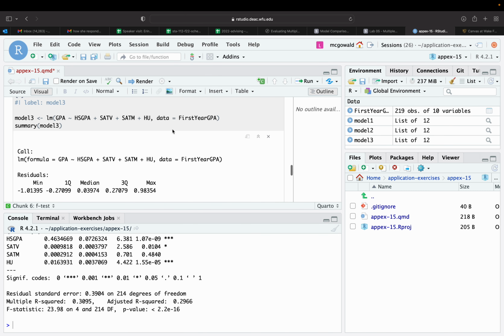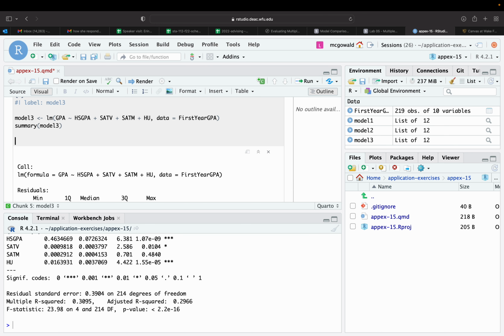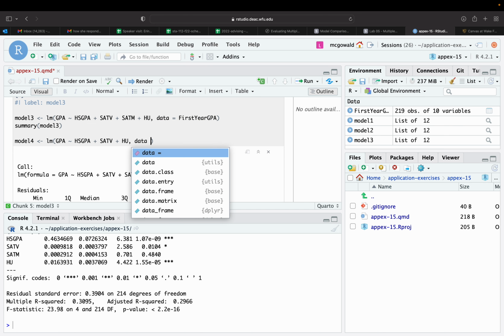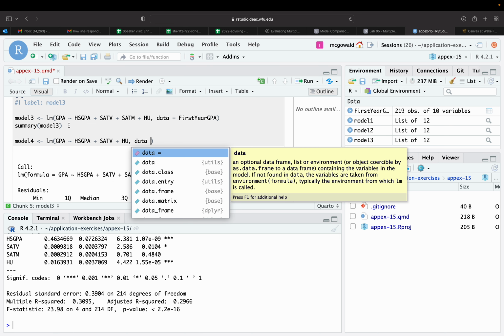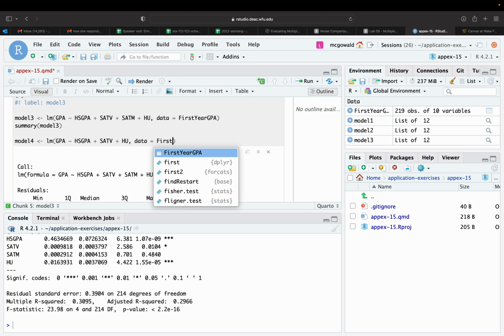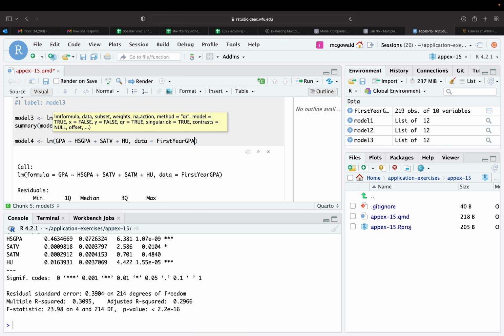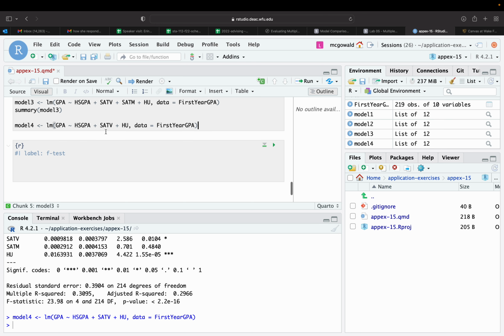Yeah, that's a great question. And actually, last class when we did this, we fit a Model 4. So we can do that too. Let's fit a fourth model to add into the mix here that looks at high school GPA, SAT verbal, and humanities. And we'll leave out SAT math because it looked like adding that wasn't really helping us. So let's look at that.